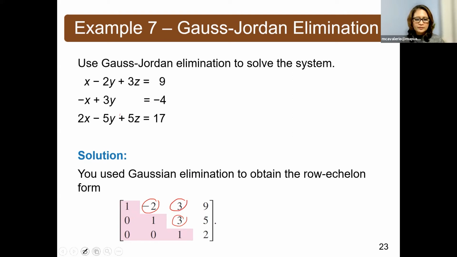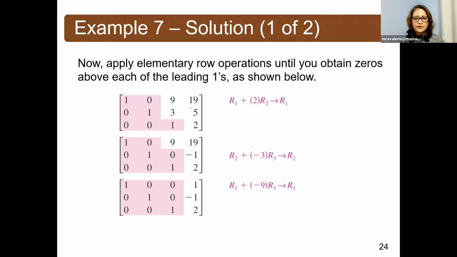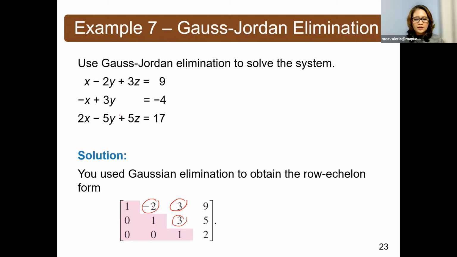Now, how do we do that? So the first thing that we can do is to transform to 0 this entry which is -2. And how do we do that? We can actually make use of row 2. So say, if I multiply row 2 by 2, twice of row 2, and add that to row 1 to be our new row 1, what happens?